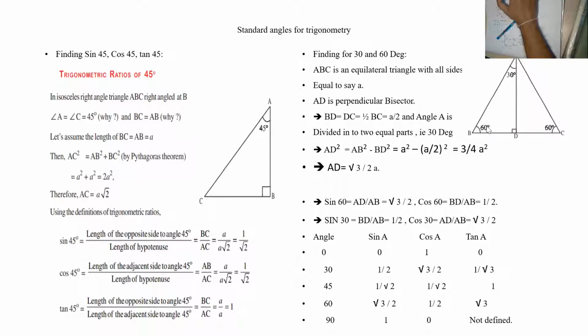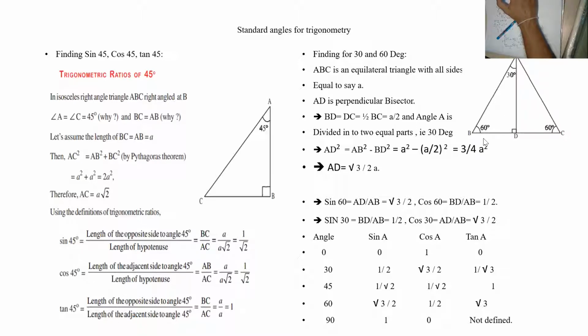Now I will find out what is sine 60. Sine 60 is opposite by hypotenuse. So opposite is root 3 by 2A and hypotenuse is my A, because in an equilateral triangle all three sides are equal. So root 3 by 2A by A, sine 60 is root 3 by 2. What is cos 60? This is A by 2, this is A by 2, total is A. A by 2 by A, so 1 by 2. So sine 60 is root 3 by 2, cos 60 is 1 by 2.